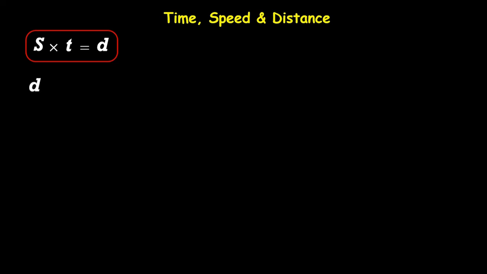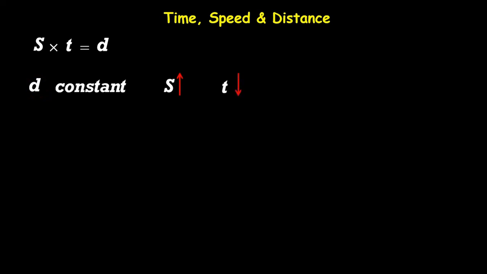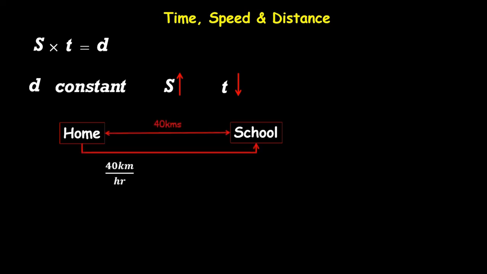Now let's assume that distance is constant. If d is constant, and speed is increased by some factor, then time will be decreased by the same factor. Let's take an example to understand this. Let's say you travel from your home to the school at 40 km per hour, and the distance to the school is 40 km. So you will take 1 hour to reach school.